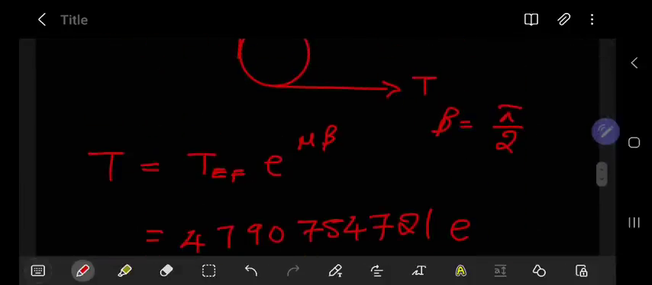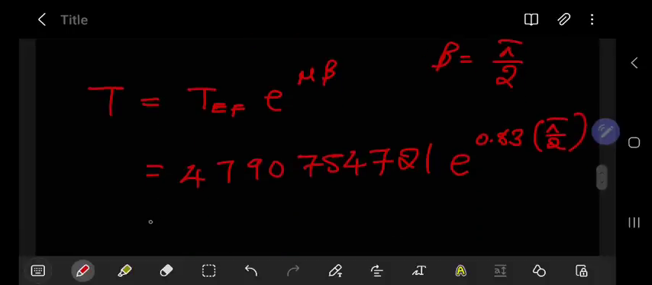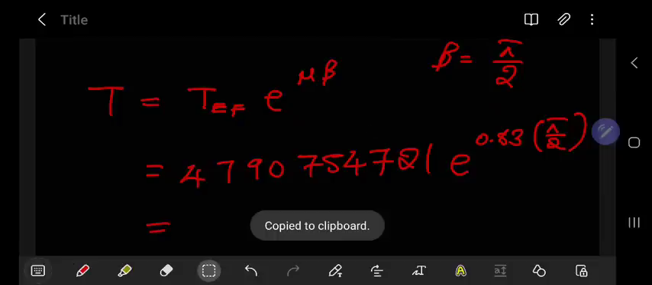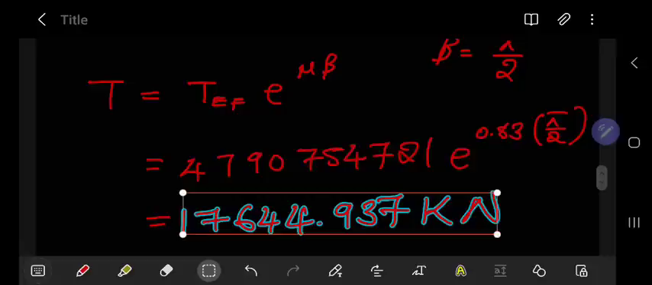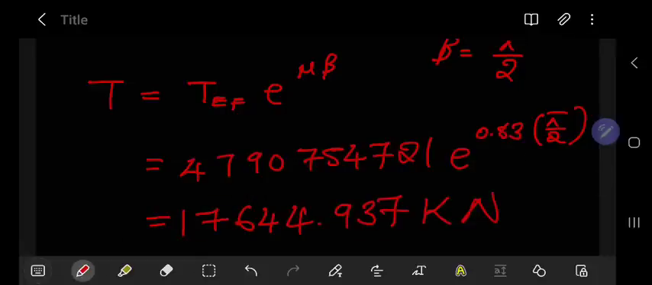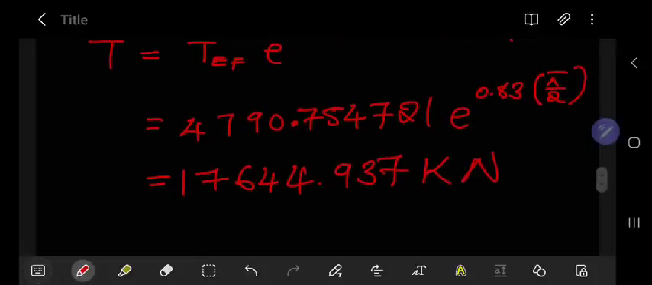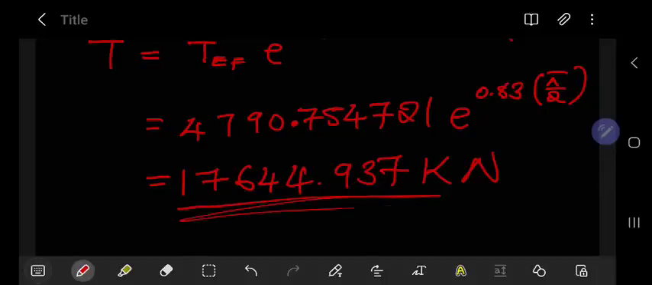Okay, so let's have 0.83, and then multiplying the angle in radians again, so that's pi over 2. So if we do the math here, T comes out as, okay, we get this value. I hope you guys saw that we have a decimal here. I don't know why I didn't write it there, but we have a decimal there. So this is what we get as the actual tension that was exerted by the cars on the rope.